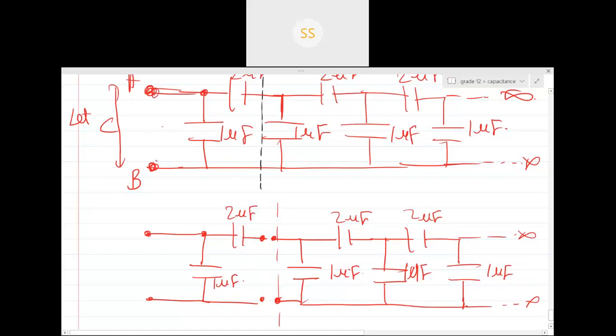A, B were two points, so can you see A dash, B dash? The same 1 microfarad first, then 2 microfarad, then 1, 2, 1, 2, 1. Conceptually, suppose infinity is like an ocean, and I just took one mug of water from that ocean. Did it make any difference to the ocean? If I add one mug of water into the ocean, will it make any difference? Are you getting my point?